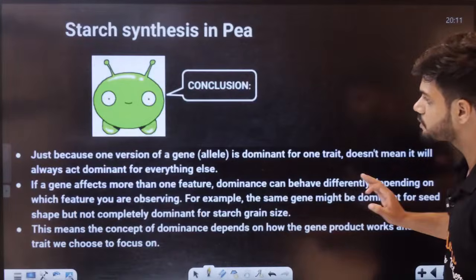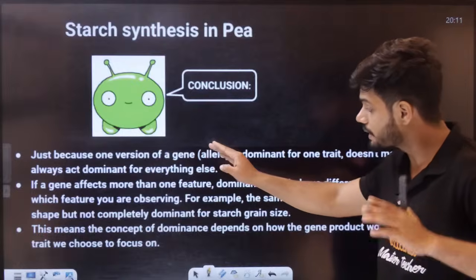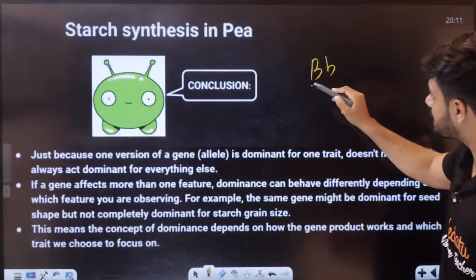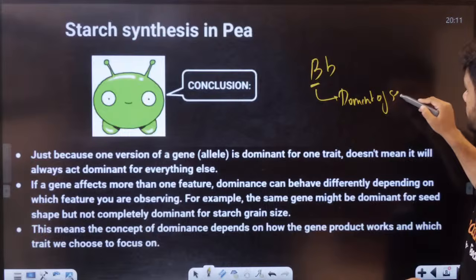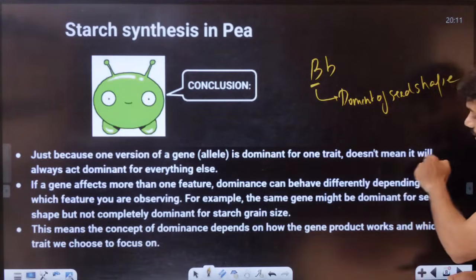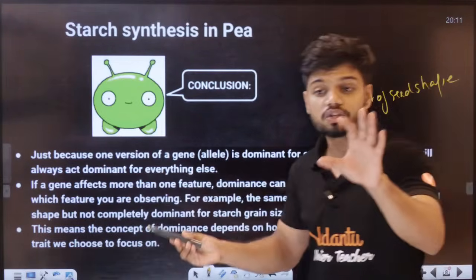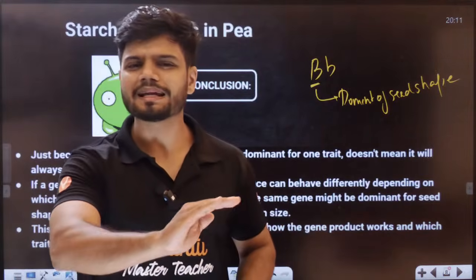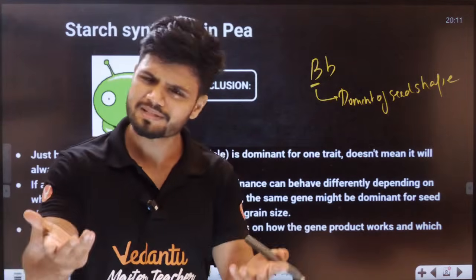The concept is very simple, students. Just because one version of a gene, that is an allele, is dominant for one trait, this capital B small b, this capital B is dominant for seed shape, it doesn't mean that it will always act dominant for everything else. Just because you're good at maths, it doesn't mean that you will be good at every other subject. Yes or no? Simple concept.